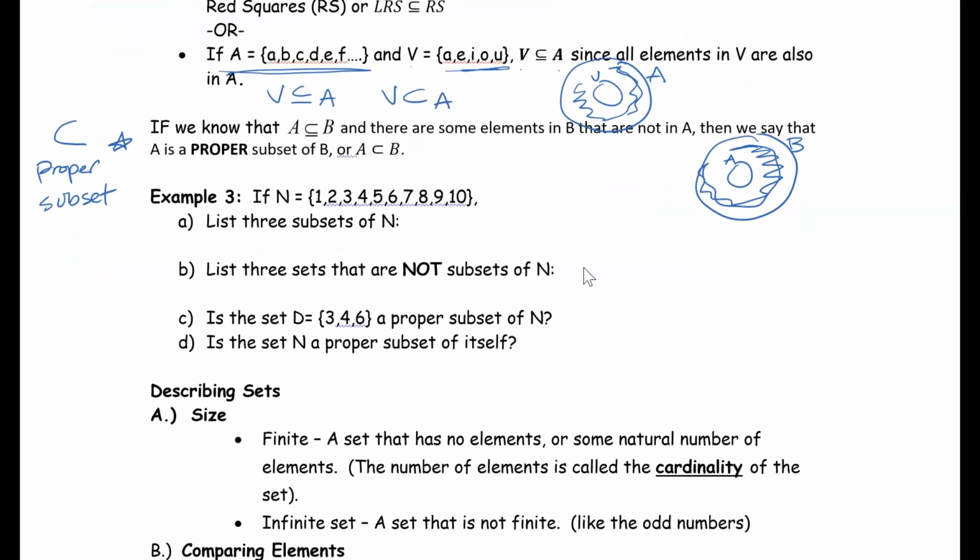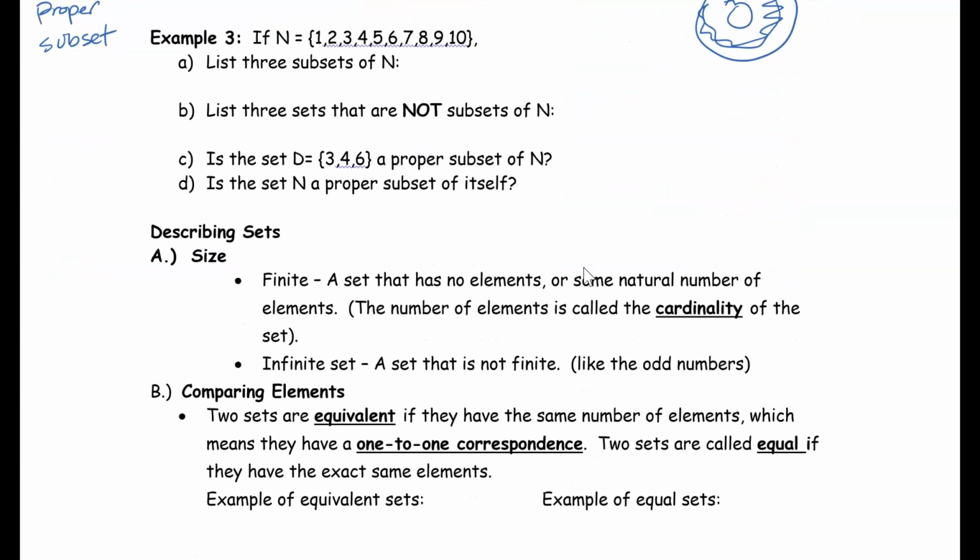So let's do some examples. This would be a good place to, if you want, pause the video and try these on your own. So example 3, we've got the set N. It says list 3 subsets of N. There are many different answers here. The set 1, that's inside of this set N. The set 2, 3, 5, that's inside of N. The set 4, 8, 9, 10, that's inside of N. There are many, many different examples. As long as you list a set that has elements that are inside of N, then it's considered a subset.